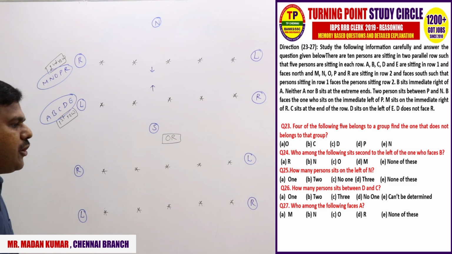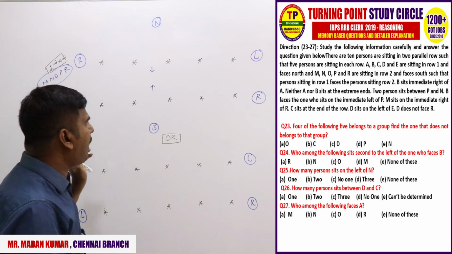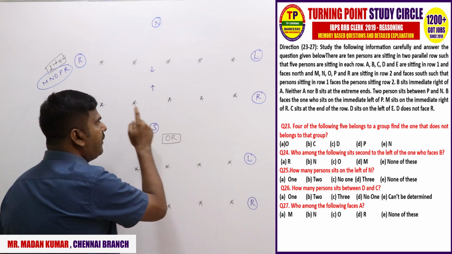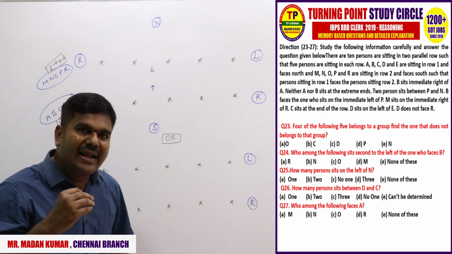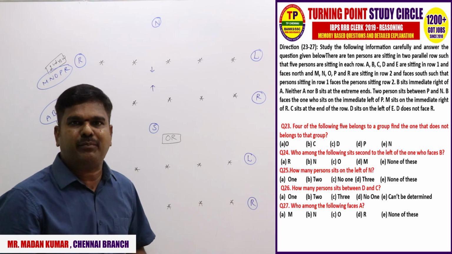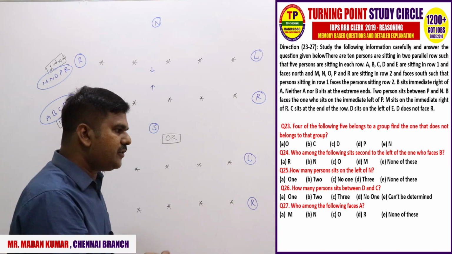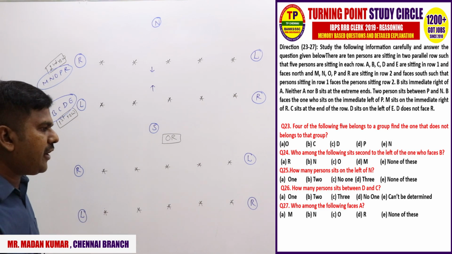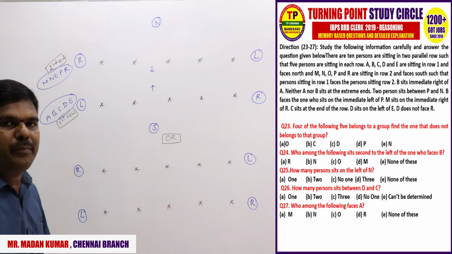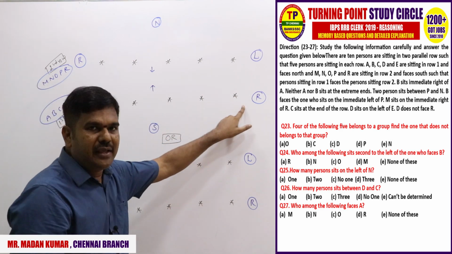B sits immediate right of A. Immediate right of A means B will be here, A will be here; many possibilities are there. In such cases, kindly read the next statement and see whether any clue is given, so that we can reduce the number of possibilities or options. Neither A nor B sits at the extreme ends. A and B cannot be here. A and B cannot be at the extremes, right?